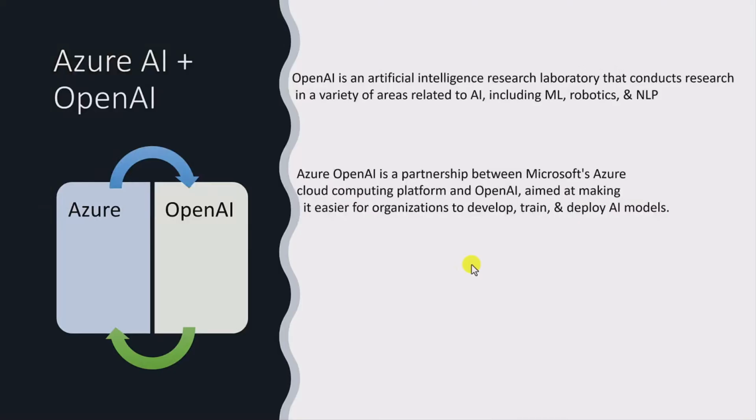Let's start. OpenAI is an AI research laboratory. This company's main focus is on AI topics, including machine learning, robotics, and natural language processing. There are different varieties of AI related topics they are covering in OpenAI. Azure has a partnership with this company to make it easy for organizations to develop, train and deploy AI models inside the Azure portal. That's the main focus.